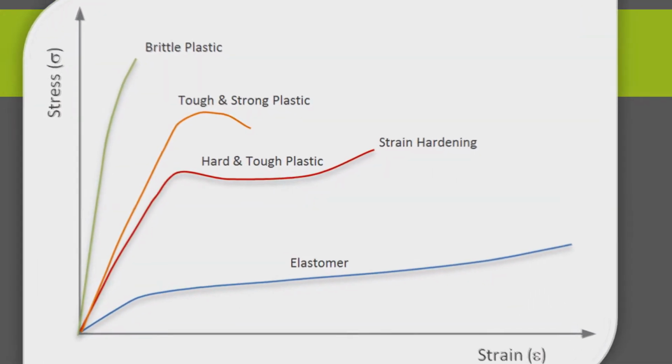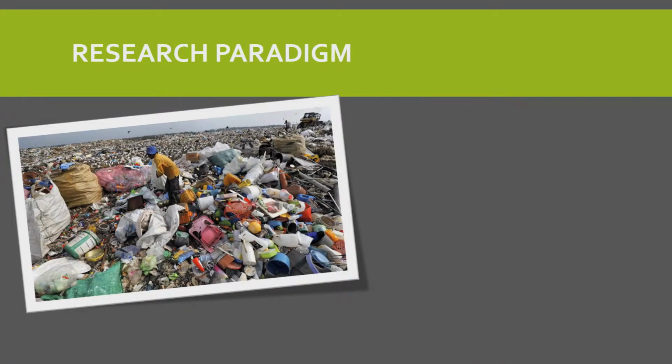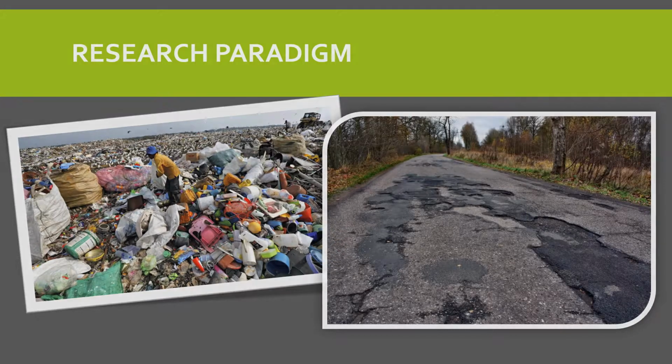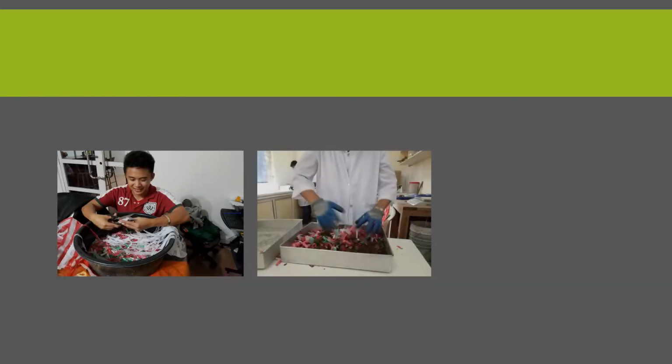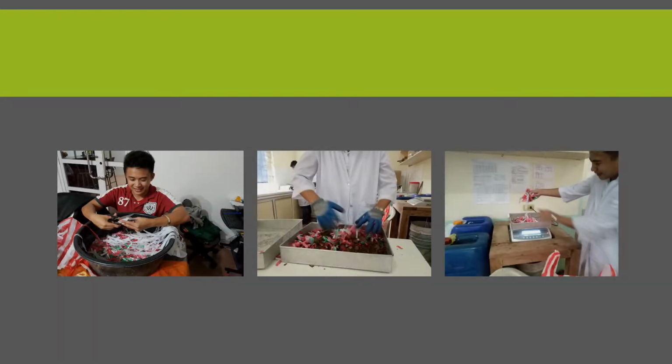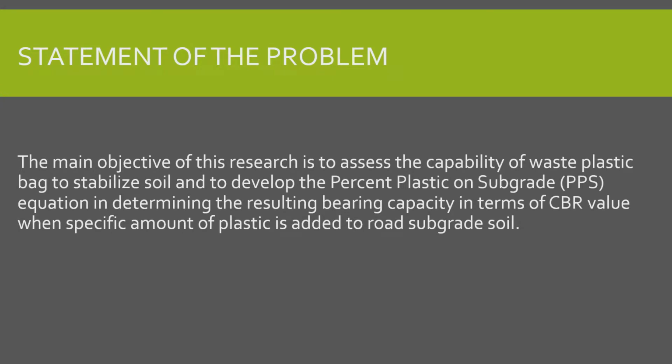The strength properties of soil, which is the most important aspect in stabilization, pertains to its capability to carry imposed load. In subgrade, the bearing capacity is generally correlated with the values obtained from the California bearing ratio test. The main objective of this research is to assess the capability of plastic waste bag to stabilize soil and develop the percent plastic on subgrade equation in determining the resulting bearing capacity in terms of CBR value when a specific amount of plastic is added to road subgrade soil.